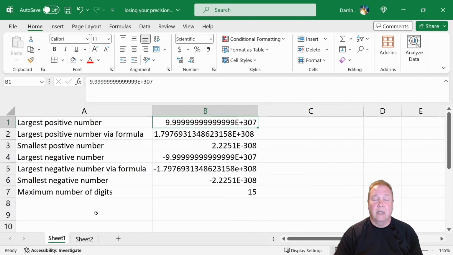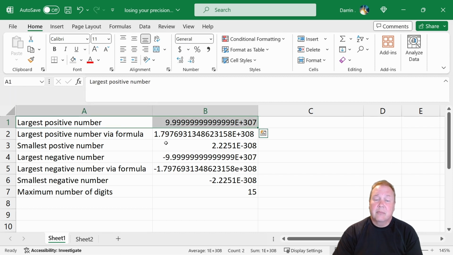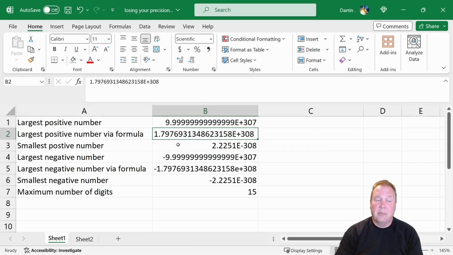And then when we come over here and look at what these largest numbers are, the largest positive number here we see is a whole bunch of nines, e plus 307. What does that mean? It means you have those nines, and then you move the decimal 307 places over to your right, which makes a really huge number. You'll notice that the largest possible number via formula is actually about twice that. You can't type in that number and have it work, but you can actually get there with a formula.